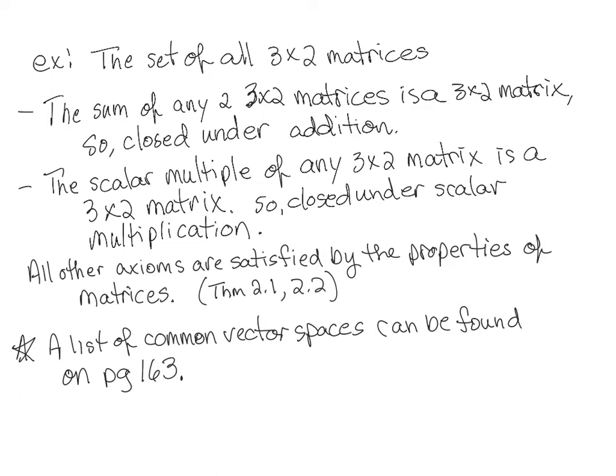And so the set of all 3 by 2 matrices is a vector space because it's closed under addition and scalar multiplication, and it has the properties of matrices. Okay, so a list of the common vector spaces like R2, R3 under standard definition of addition and scalar multiplication is on page 163.